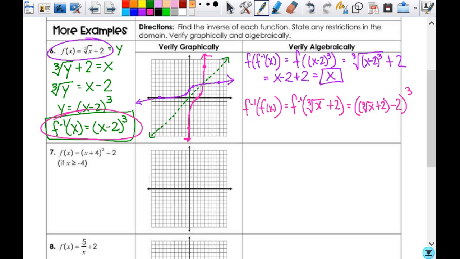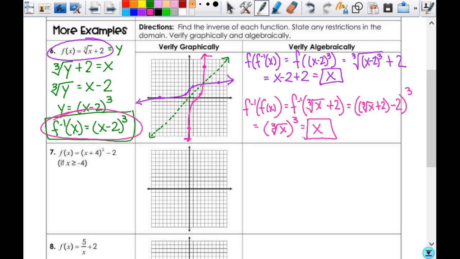So on the inside of that, then, I just get the cube root of x plus 2 minus 2, which just gives me the cube root of x cubed. What's the cube root of x cubed? x. And I'm done. Okay. Everybody okay with that? Ask me questions if you got them.